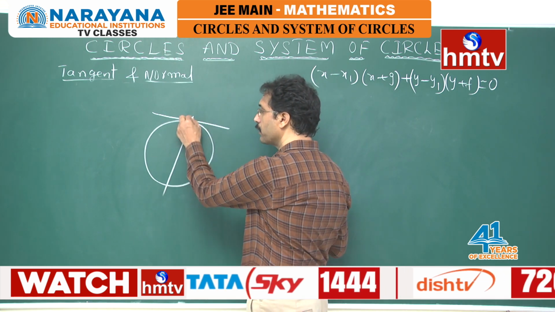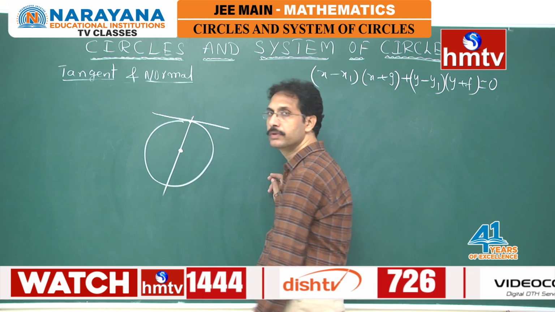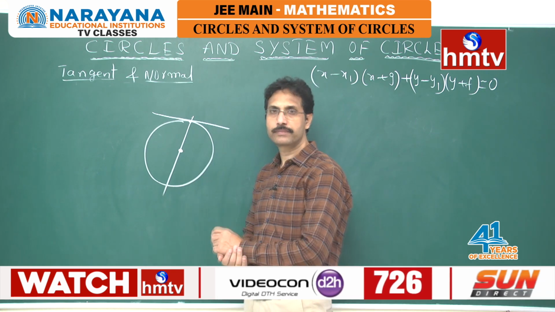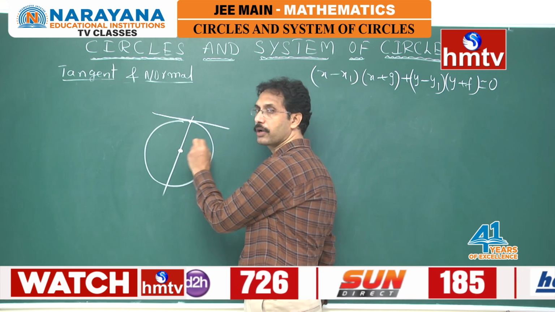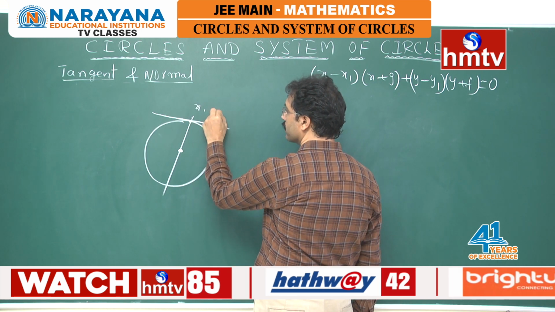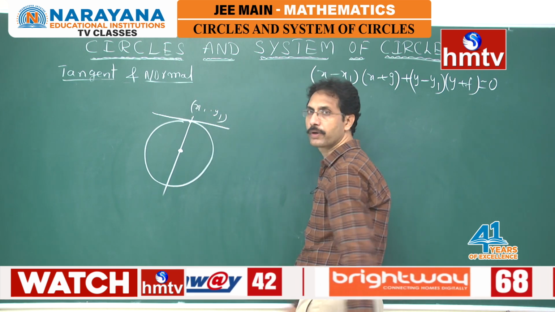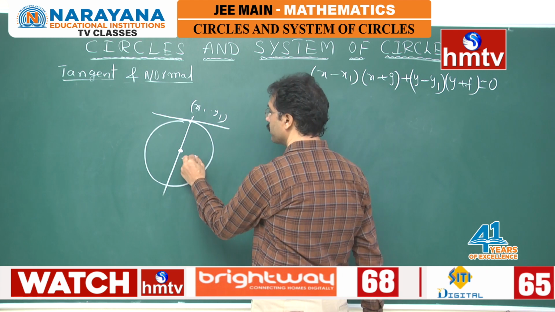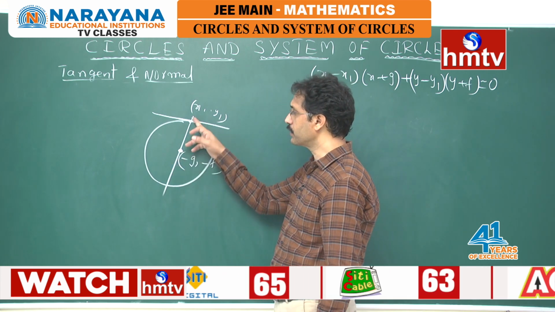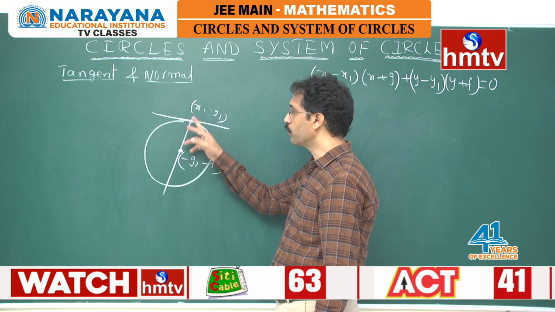So, the normal always passes through the center of the circle. That is why in circles, every normal always passes through the center of the circle. You remember, suppose the point of tangency is x1 comma y1, and the center of the circle is minus g comma minus f. Then we can find the equation of this normal just by using the two-point form.